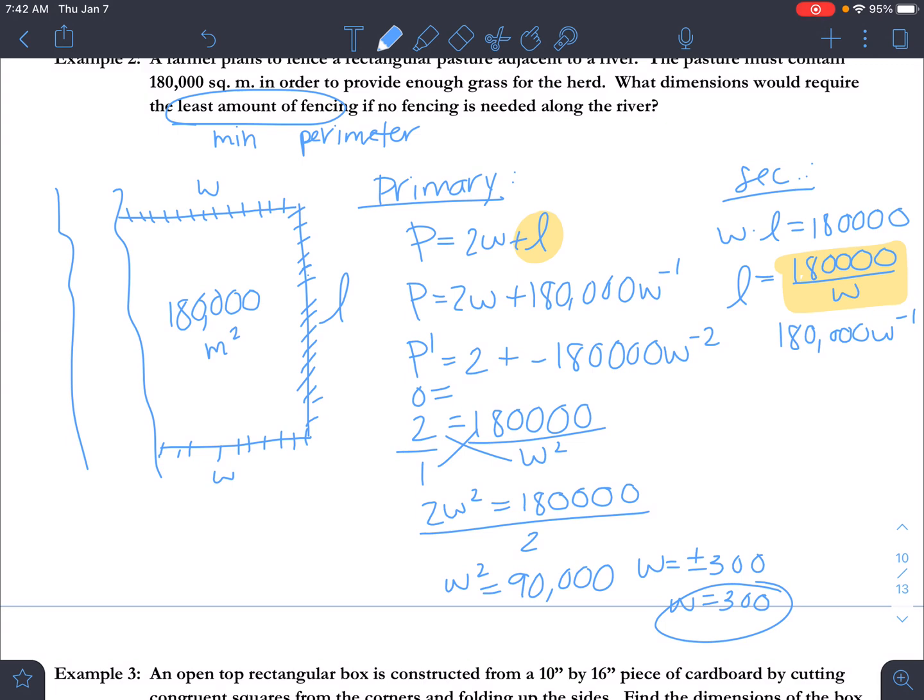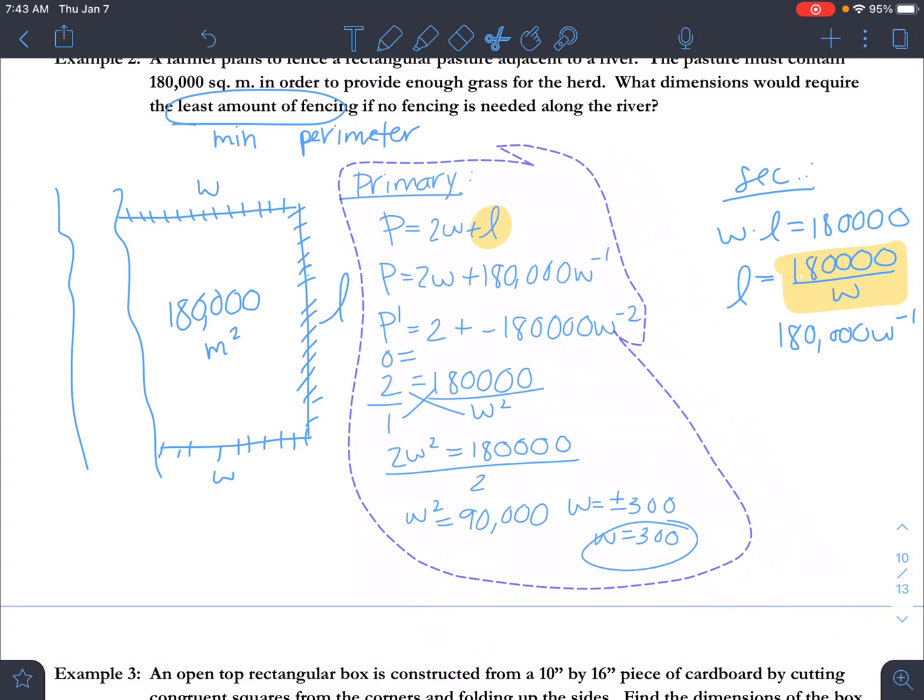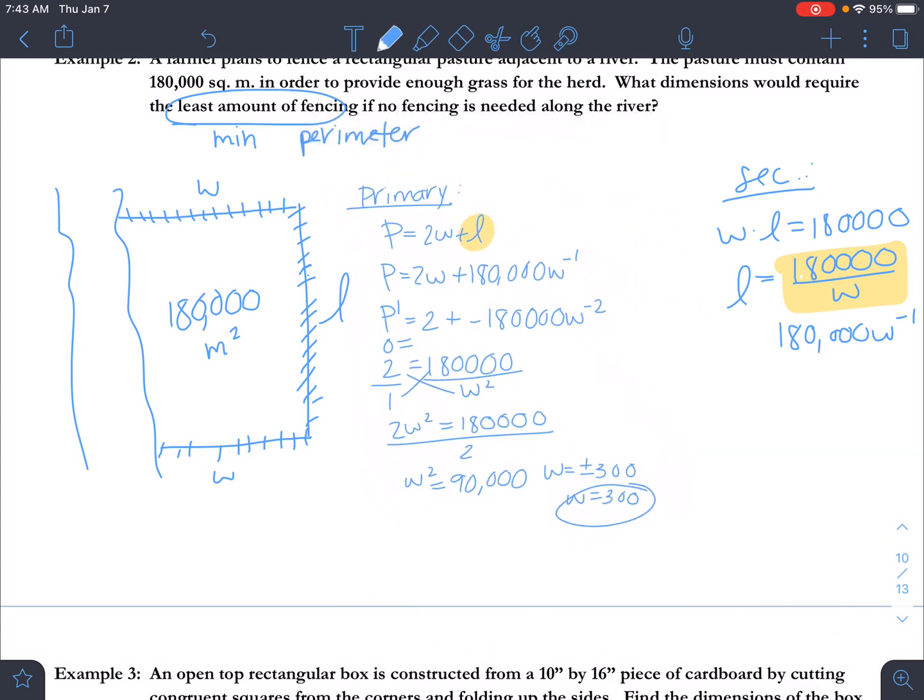And again, to confirm this is true, I'll kind of shrink down my work here. Again, process here, found the primary equation, used a secondary equation if available to help get us down to 1 variable, took the derivative, set it to 0. That's really what happened right here. Okay, and then we added 180,000 over W squared to the other side, solve for W, etc.